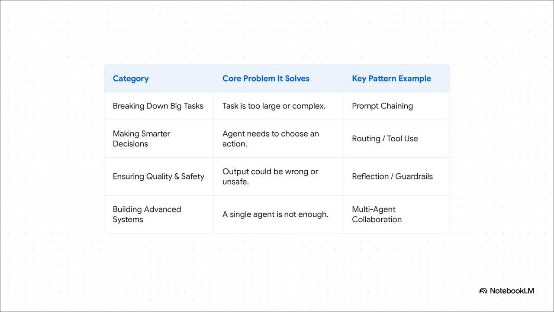When a task is just too big, you use patterns like prompt chaining. When an agent needs to figure out its next move, you lean on routing or tool use. When the output could be wrong or even unsafe, you absolutely must have reflection and guardrails. And finally, when one agent just isn't going to cut it, you build a whole collaborative system. This right here is the blueprint.